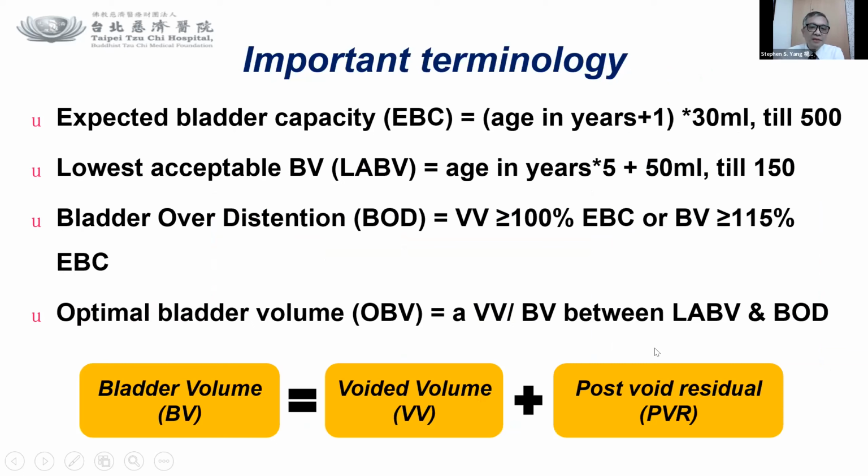I think expected bladder capacity has been introduced. I would like to introduce the lowest acceptable bladder volume. The ICCS defined only 50 ml, but according to our publication, it could be age in years multiplied by 5 plus 50 ml, up to 150. Bladder overdistension is when the voiding volume is greater than 100% EBC, or bladder volume greater than 1.5 times EBC. The optimal bladder volume is the volume between the lowest acceptable volume and bladder overdistension.